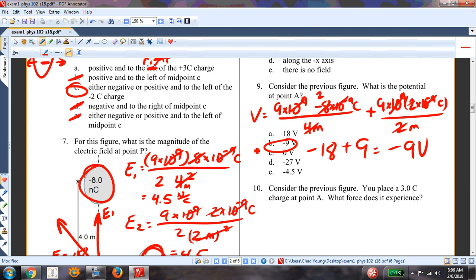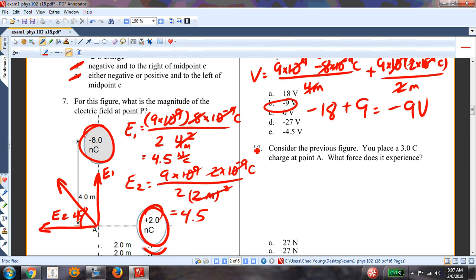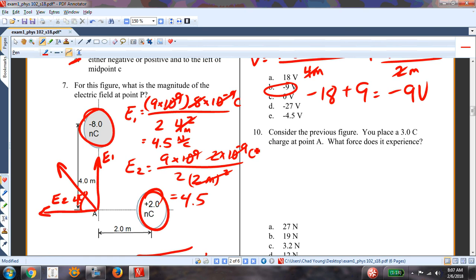It sort of goes back to when we were talking about work. When the force and the displacement are in the same direction, you get positive work. When they're not, you get negative work. So it's related to that in a way, because voltage, of course, is energy per charge. So it's related to our work.